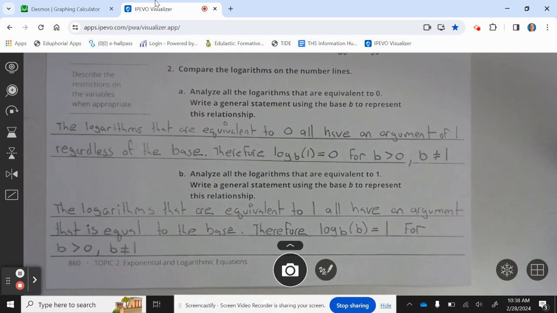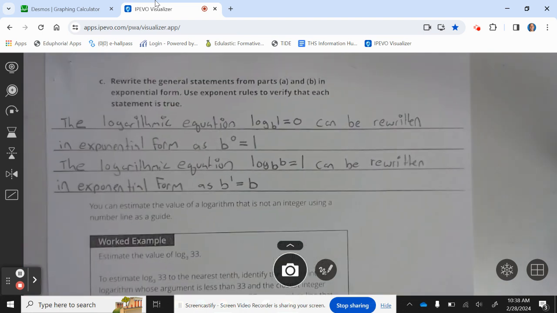All right, let's take a look at the next page. C. Rewrite the general statement from parts A and B in exponential form. Use exponent rules to verify that each statement is true. The logarithmic equation log base b of 1 equals 0 can be rewritten in exponential form as b to the 0 equals 1. The logarithmic equation log base b of b equals 1 can be rewritten in exponential form as b to the 1 equals b.